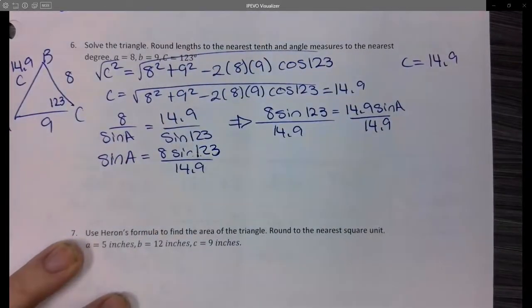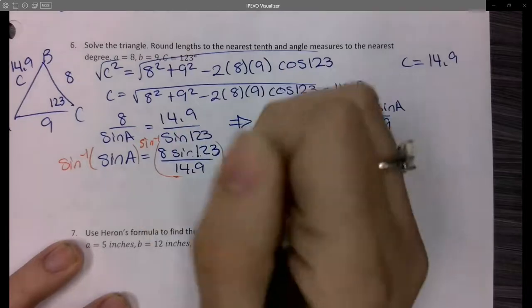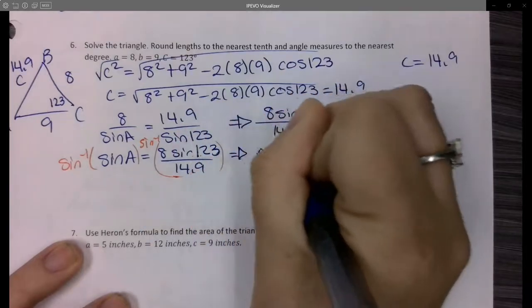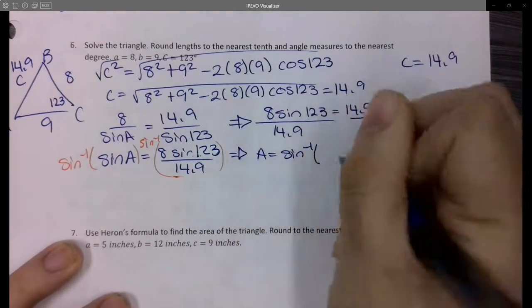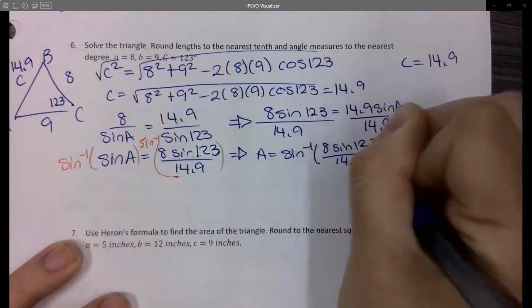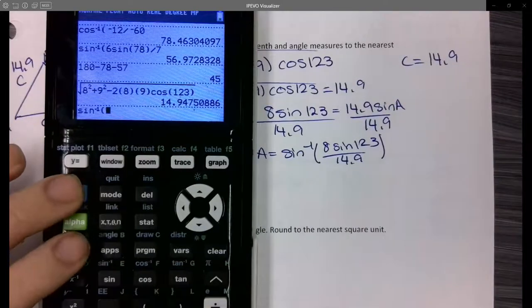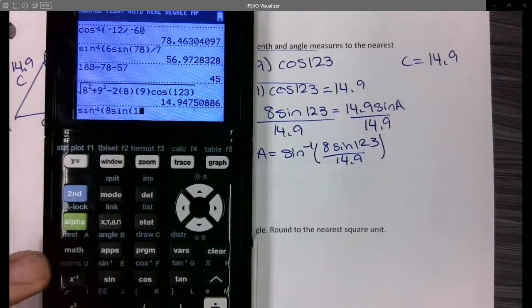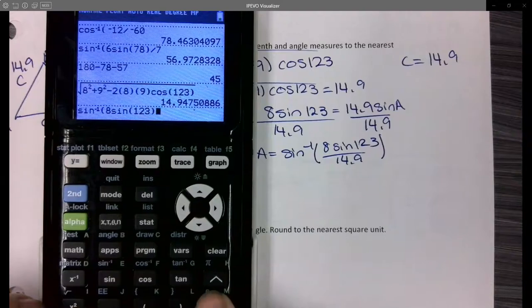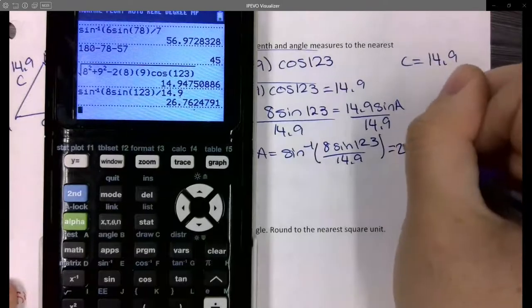Then I want to find my inverse sine to isolate my variable. This is going to give me A equals inverse sine of 8 sine 123 over 14.9. Then I want to type that into the calculator, which gets me 26.7. This is an angle measure, so this is going to round to 27.